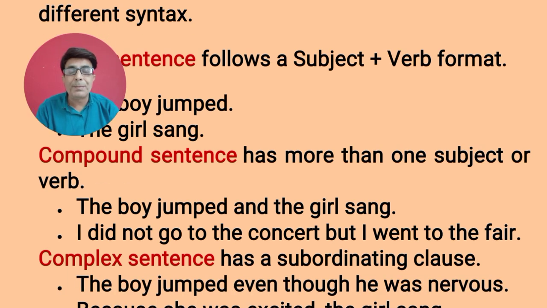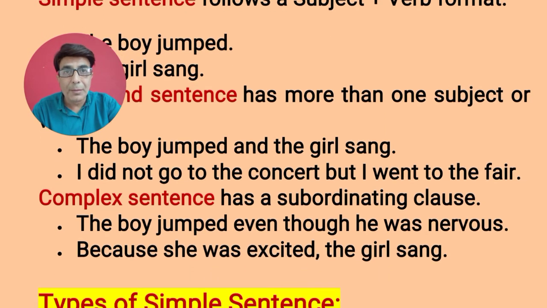This is an example of a compound sentence. Take another example. I did not go to the concert. This is one sentence. I did not go to the concert. And another sentence, I went to the fair. Okay, now if you want to join this together, you can use the conjunction but, B-U-T, and join them together to make a compound sentence. I did not go to the concert, but I went to the fair. This is a compound sentence.